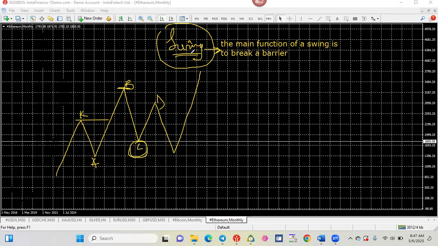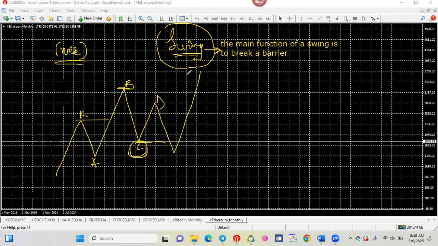So the main function of this topic is for you to detect the noise in the market. If you can detect the noise in the market, you are good to go. Because that noise must be eradicated or stopped, must be captured. And that is what we have here when this price came lower to take it, before going up again and breaking barrier B.